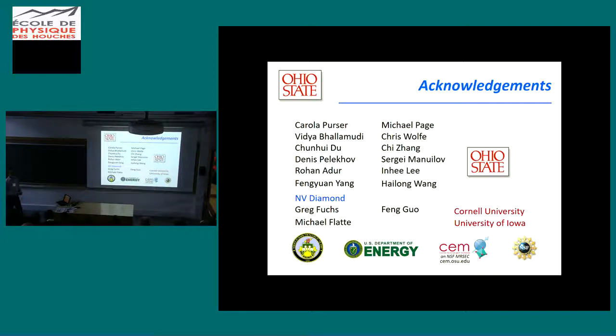Fengyuan Yang is my colleague at Ohio State, who grows many, many things, but in particular, very, very nice YIG that has had a big role in a lot of our experiments. And I'll show you at one point some interactions we've had with Greg's lab, from whom we've heard, and Michael Flatté is a theorist who has helped us.